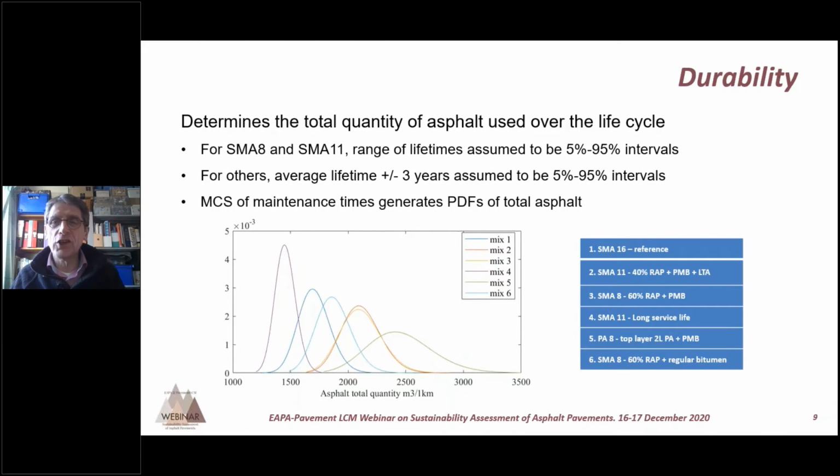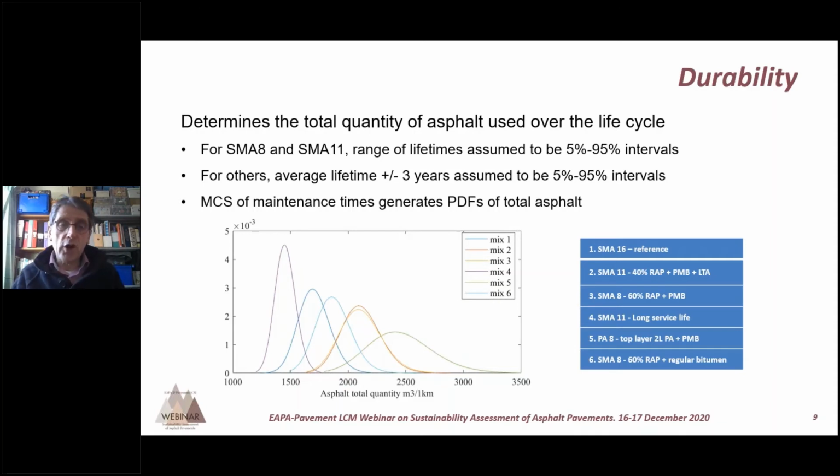Now, the second type of uncertainty we've taken account of is associated with those service lives or the durability of the asphalt materials, because over the set 40-year study period, the durability and hence the maintenance requirement of the asphalt defines the amount of asphalt that's required. How did we do that? Well, if you can remember that first table with the list of materials and their reference service lives, where we had a range of service lives for the two SMAs, we took those to represent the 5th and 95th intervals of their durability distribution. Where there was only a central estimate, we took the 5th and 95th intervals to be plus or minus 3 years around that average.